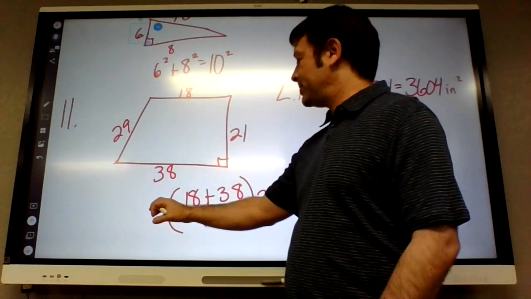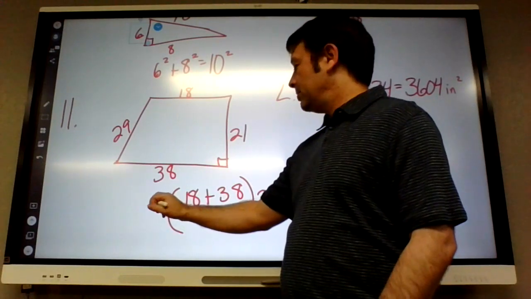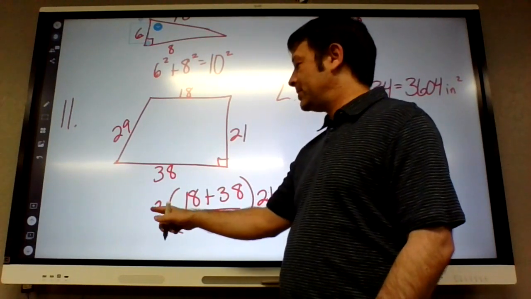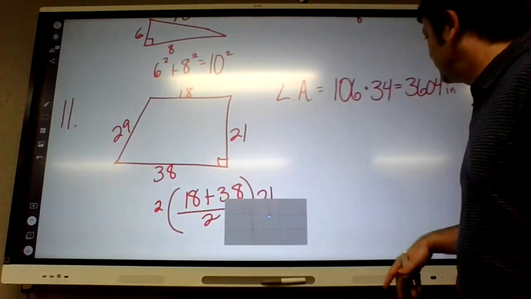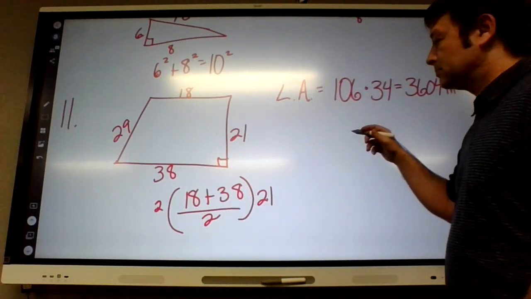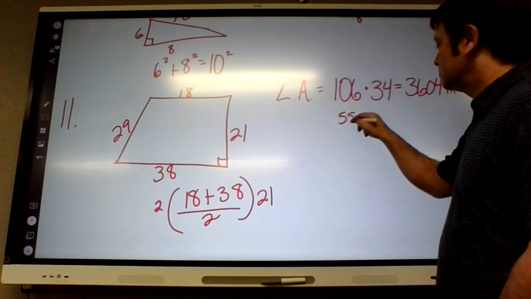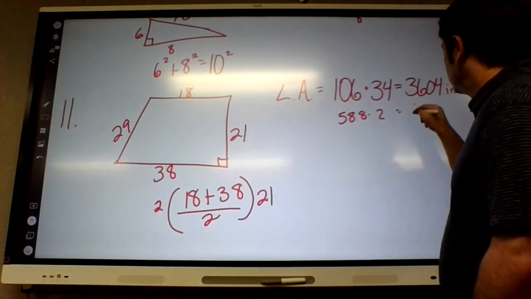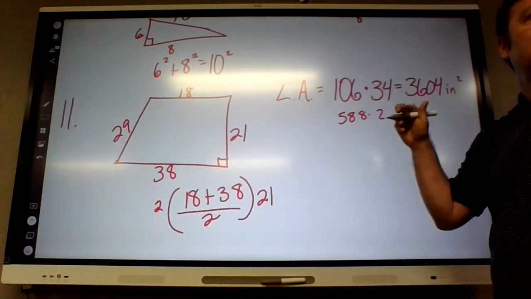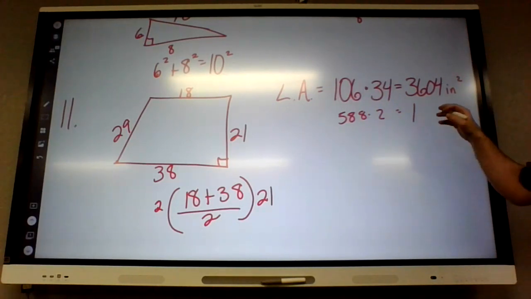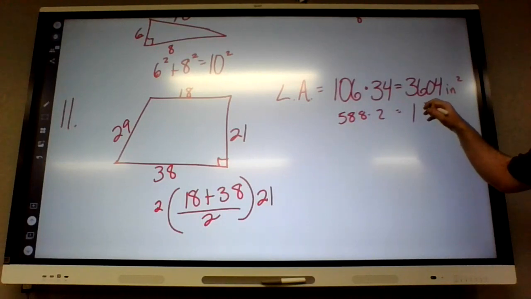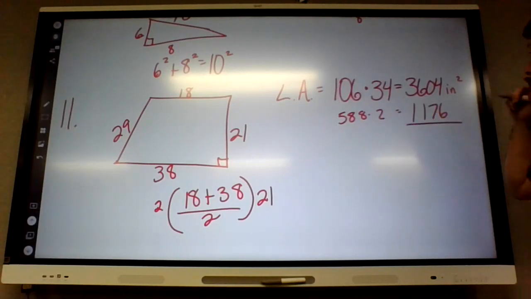Oh, you know what? We do need to multiply this 588 by 2 because there's 2 of those. 588 times 2 is 1,176. You remember how I said I don't like this chapter, then I said I like this chapter? I'm back to not liking it. Okay, what was it? 1,176.